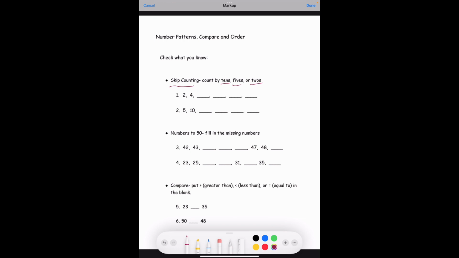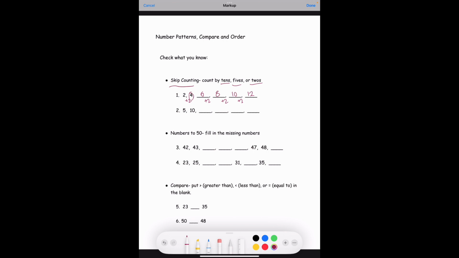To get to 4 from 2, you add 2, because 2 plus 2 equals 4. So we're going to do the same. We're going to add 2. So 4 plus 2 equals 6. And we're going to add 2 from 6 to get 8. And we're going to add 2 to 8, which equals 10. And then we're going to add 2 to 10, and that equals 12.